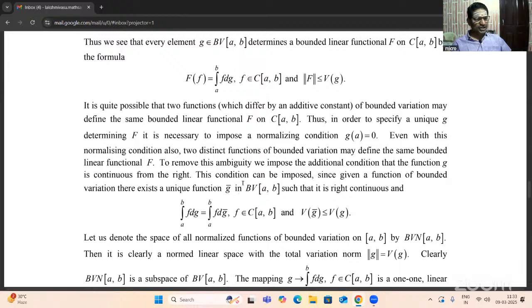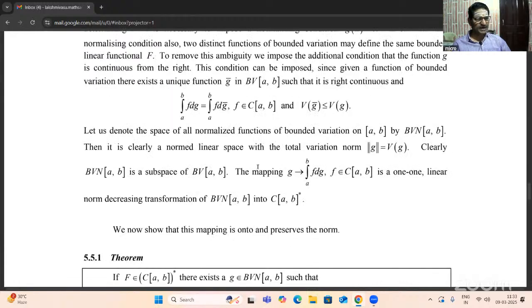So that is the unique function, g equal to g star, and at the same time the integral of right continuous and left continuous is also here. Integral a to b f dg equal to integral a to b f dg bar. So the total variation V of g bar is less than or equal to V of g. Here g bar means the existence of the unique function on bounded variation, g equal to g bar. That is the uniqueness of this part.